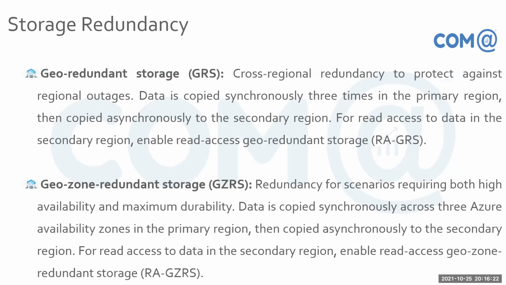And also you have geo zone redundant storage. Geo zone redundant means your data is copied synchronously across the availability zones in the primary region, and the same data is also copied asynchronously to the secondary region, to all the zones. So that's how you can have a higher level of redundancy. And here too, you can have read access geo zone redundant storage, at a lower cost compared to geo zone redundant storage.